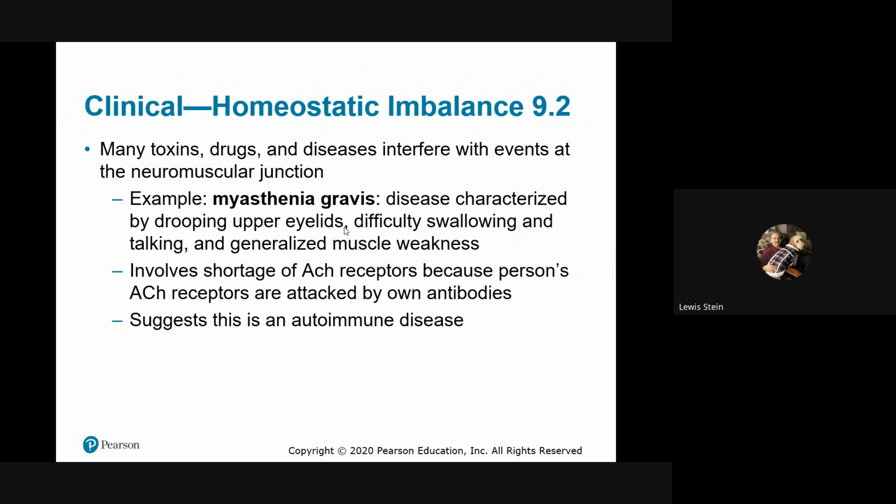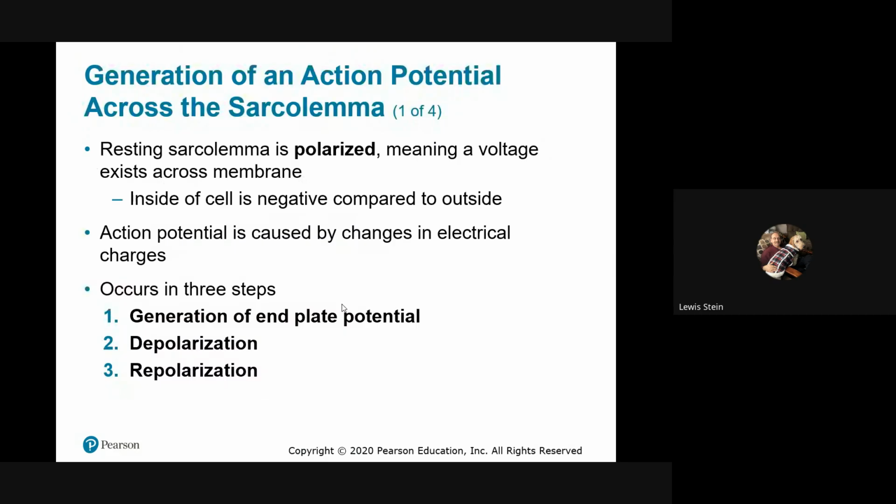I've had a couple of patients with this. Thankfully, there are kinds of treatment that are available. So this is a shortage of acetylcholine receptors because they are being attacked. It strongly suggests it's an autoimmune disease. There is treatment to try to prolong the amount of acetylcholine in the area. That's another issue in and of itself.